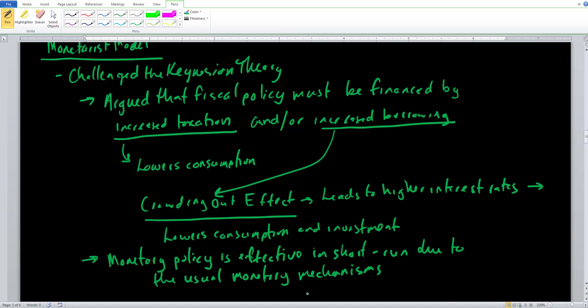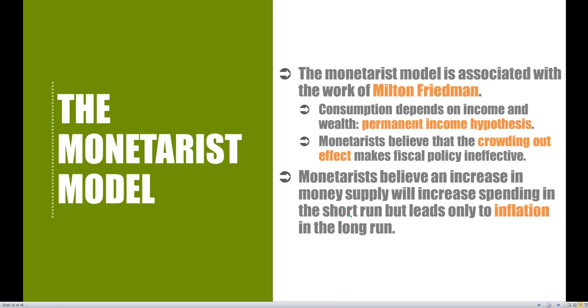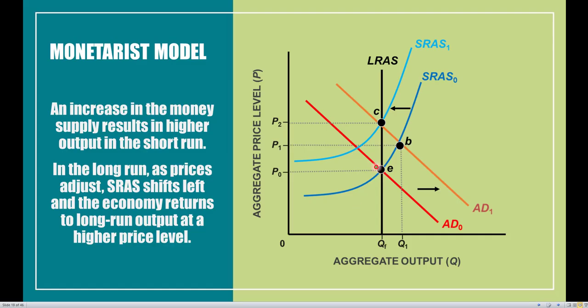However, there is a similarity between the monetarist model and the Keynesian model, and that's what's going to happen in the long run. So suppose that we are already operating in our long run equilibrium. So suppose we are operating at point E right here. We have equilibrium price P0 and full employment GDP at QF.